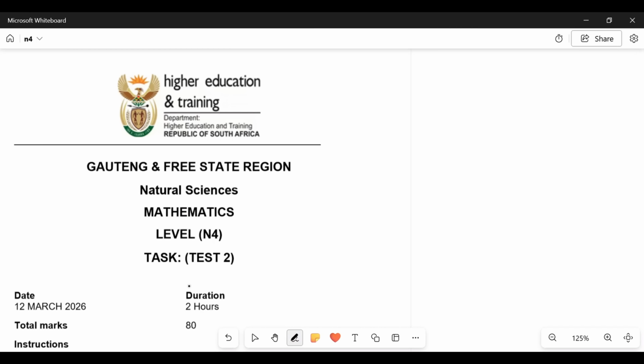Just in case you don't know what question paper this is, this is a common question paper for Mathematics N4, which was written by these two provinces, Gauteng and Free State. So this question paper was written on the 12th March 2026, and it took about 2 hours to be written.